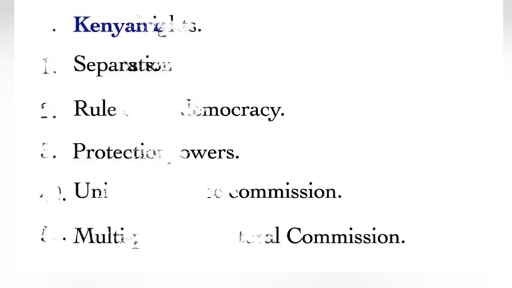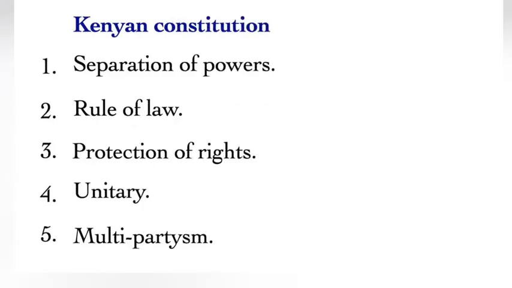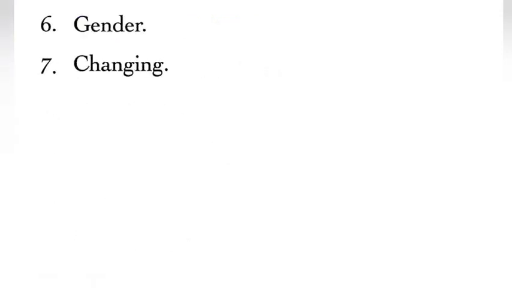Features of the Kenyan Constitution. There is separation of powers between the executive, legislature, and judiciary. The rule of law, that is, all Kenyans are bound by the same law. Recognition and protection of individual human rights and freedoms. A unitary government. Multi-party democracy. Gender equality can only be changed with the approval of Parliament.